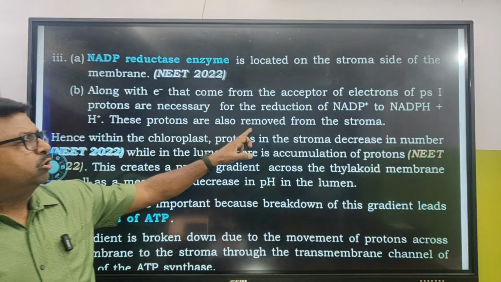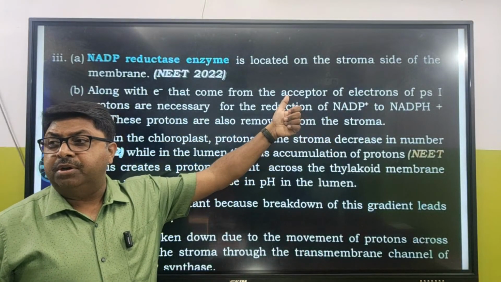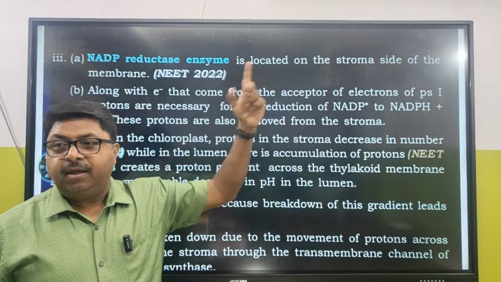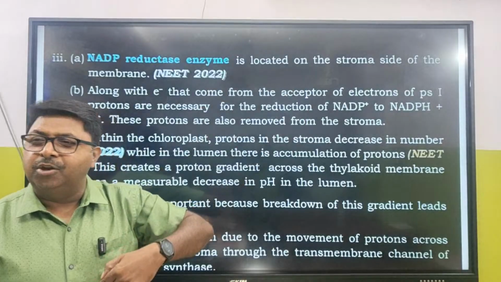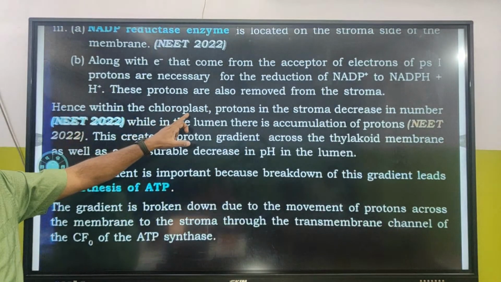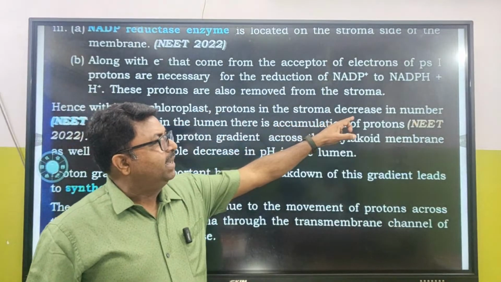These protons are also removed from the stroma. Remove করে কোথায় ঢোকানো হচ্ছে? Removed from the stroma into the lumen. বুঝলাম? Hence, within the chloroplast, protons in the stroma decrease in number.